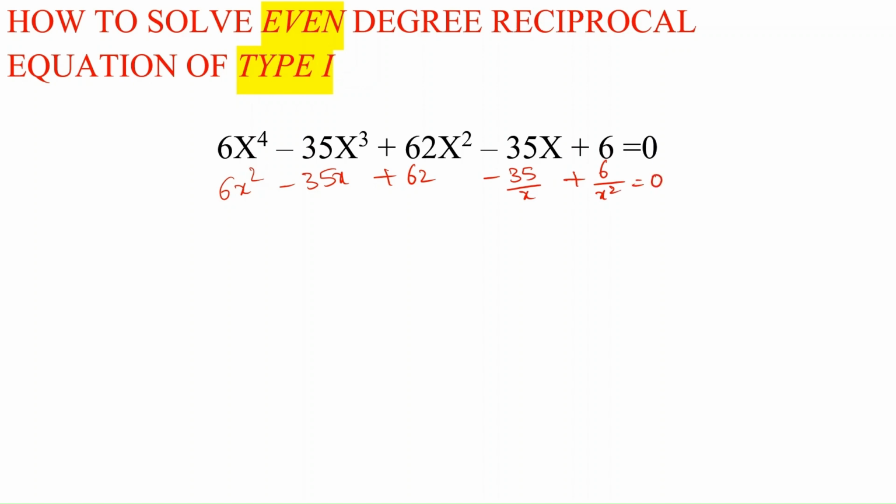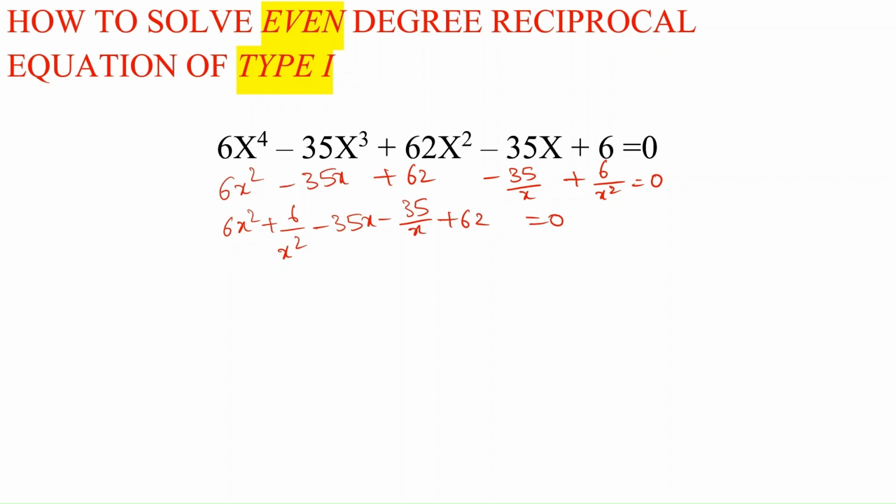Now rearrange the terms in such a way that wherever we have the variable with the same power, we will write them together. Say 6x square plus 6 upon x square minus 35x minus 35 upon x plus 62 equal to 0. Now we'll take 6 as common here.